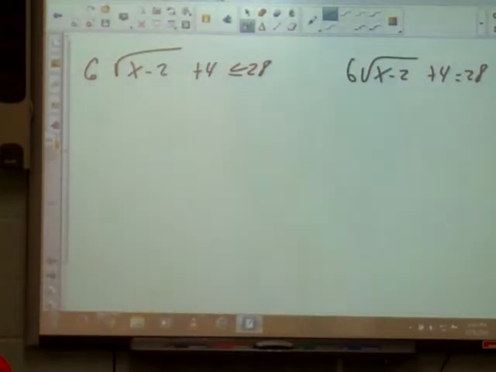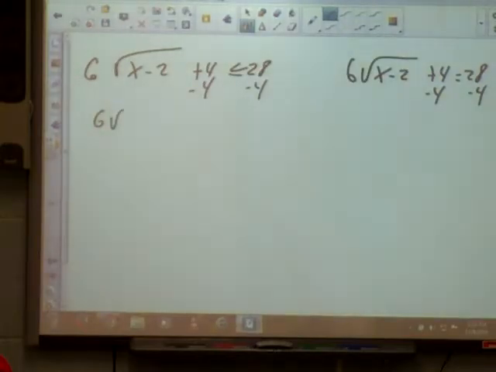I'm going to show the similarities by showing my work. I'm going to work both of those problems at the same time going down, and you're going to see I do the exact same thing on both sides of it. So right here it's got 4 being added, so I'm going to subtract 4. Same thing over here. Subtract 4. I'm doing the same thing.